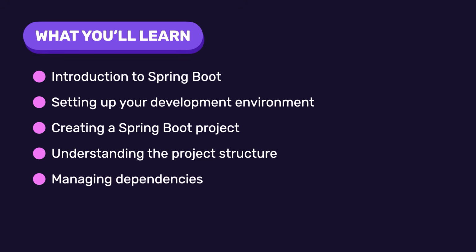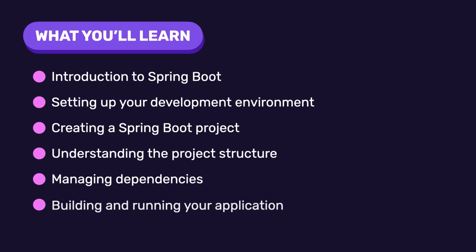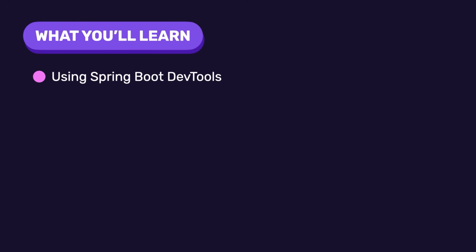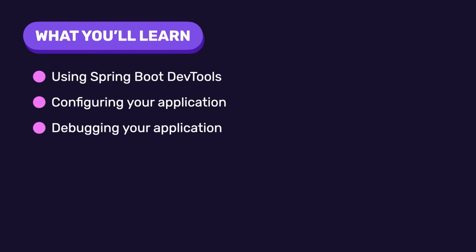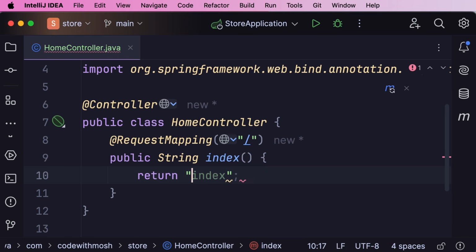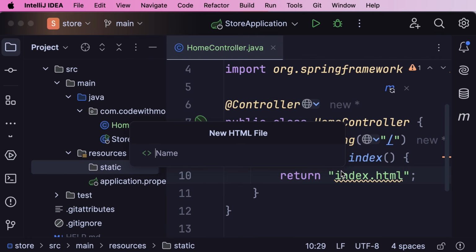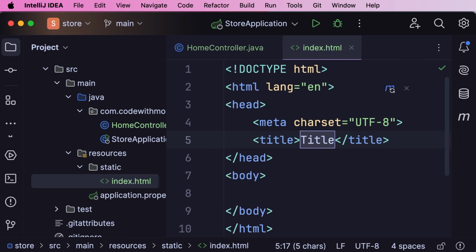From there, we'll dive into dependency management, then build and run our first Spring Boot application. We'll also cover some essential tools like Spring Boot DevTools that make development faster and easier. You will learn how to configure your app with properties and how to debug it when things go wrong. By the end of this section, you'll be comfortable setting up and running Spring Boot projects, and you will have your first application up and running. Now let's get started.